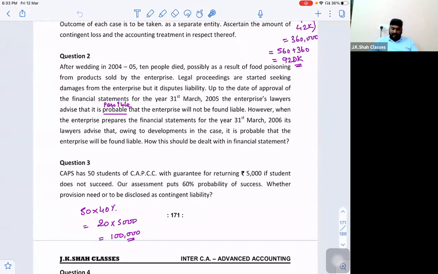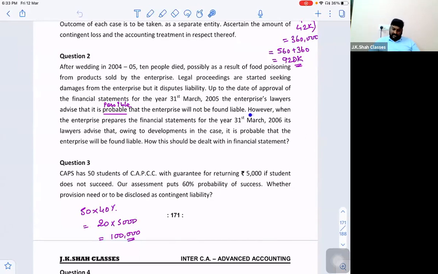Because if I say it is probable that we will not be found liable, it means the chances of loss are remote. But if I say it is possible that we will not be found guilty, then there is also a possibility that we will be found guilty. Equal possibilities. So as on 31st March 2005, provision will not be required, but it should be disclosed in the notes to accounts as on 31st March 2005.